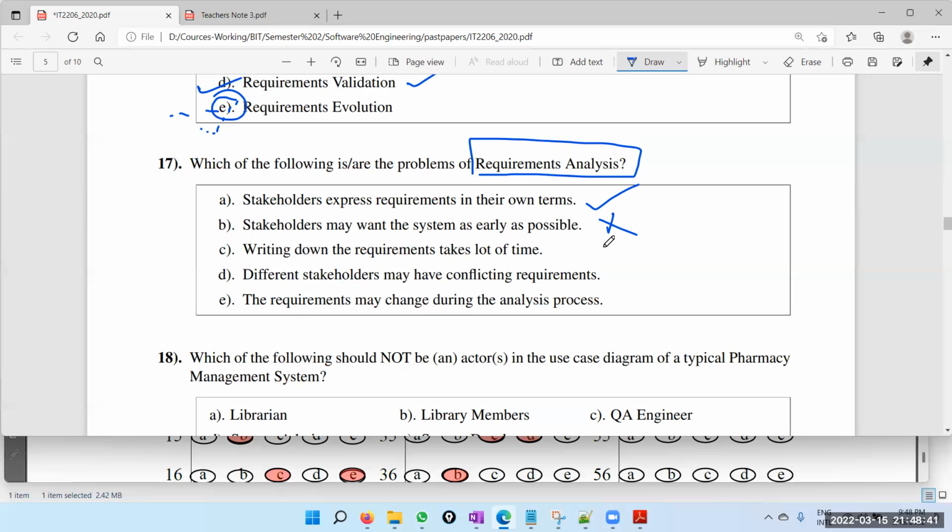Writing down the requirements take a lot of time. Yes, if you write in detail, yes. So that is why we want to write down those in a very simple, short manner, like user stories, okay, rather than put it into detailed documentation. Different stakeholders may have conflict in requirements. Yes, it's a problem. It's a challenge. Requirements may change during analysis process. Yes, it's a challenge for us. Okay. Right. So these are the two main challenges.